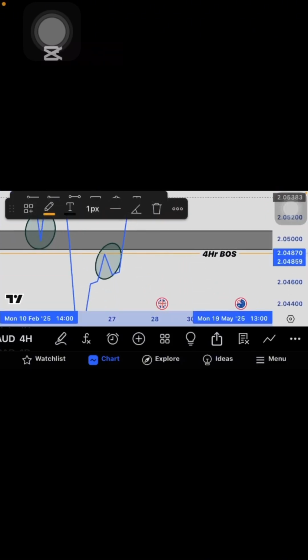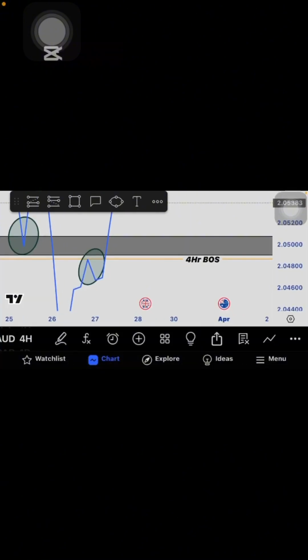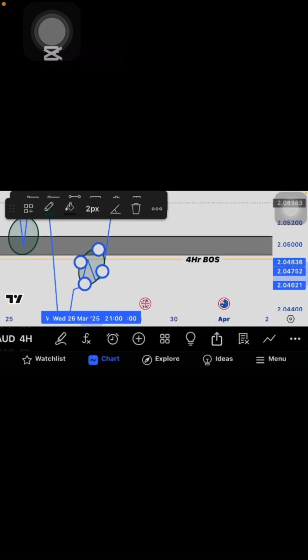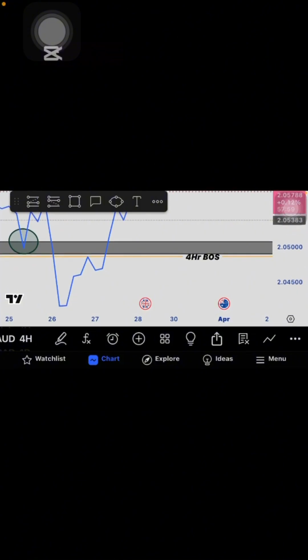So all I'm waiting for is this particular zone. So I'm going to delete this. This particular zone is where I'm waiting right now. So this 4-hour breakup structure is where I'm waiting for the market to tap in again. Then I'm going to buy from there.